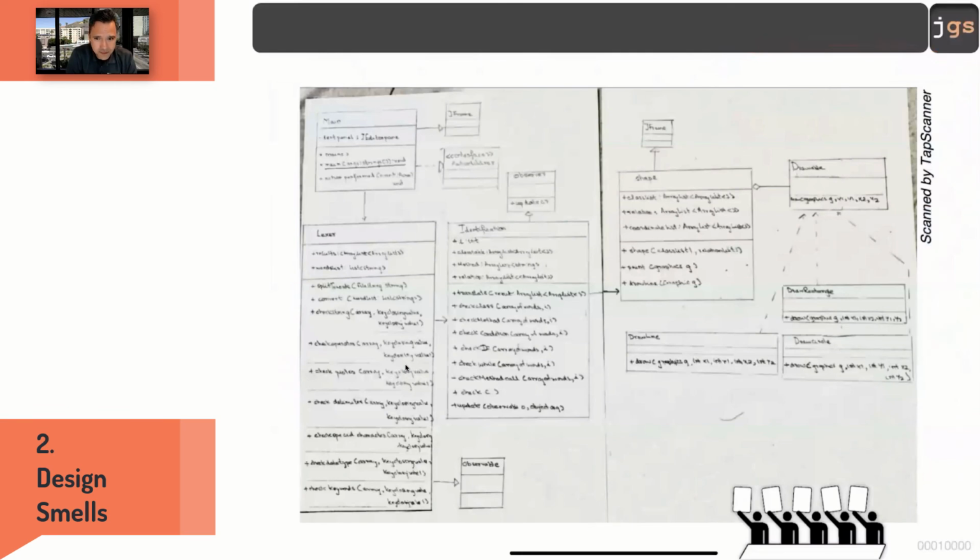This one. What do you think about this one? Hopefully you can read things. This here is Lexer. Lexer is observable. That is good. This is an observer. This observer is connected with this class identification.